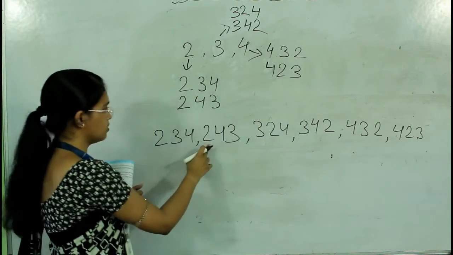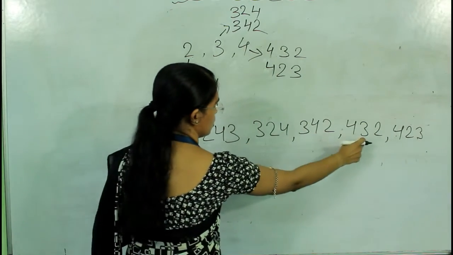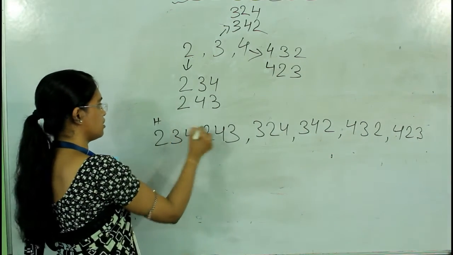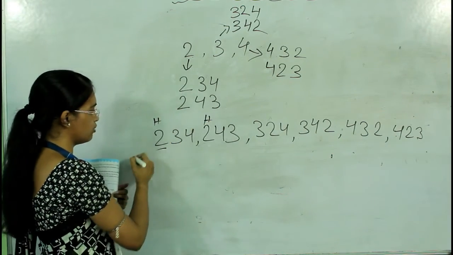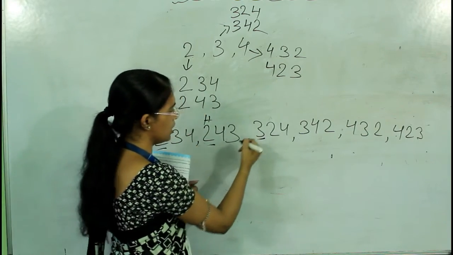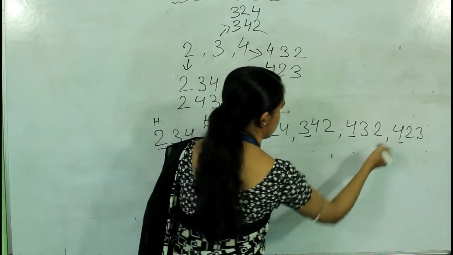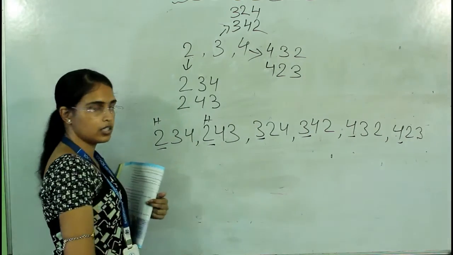Now look here, the place of 100 of each digit. Here we have 2, here also we have 2. Here we have 3, 4, 4. So that means all the numbers are the same.